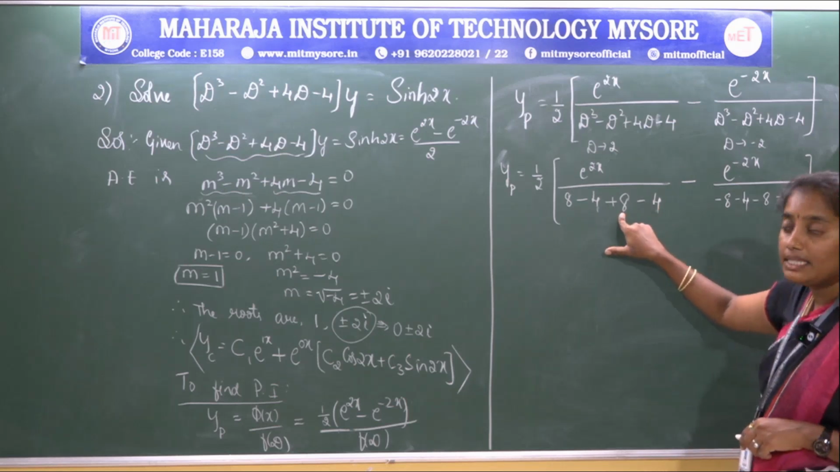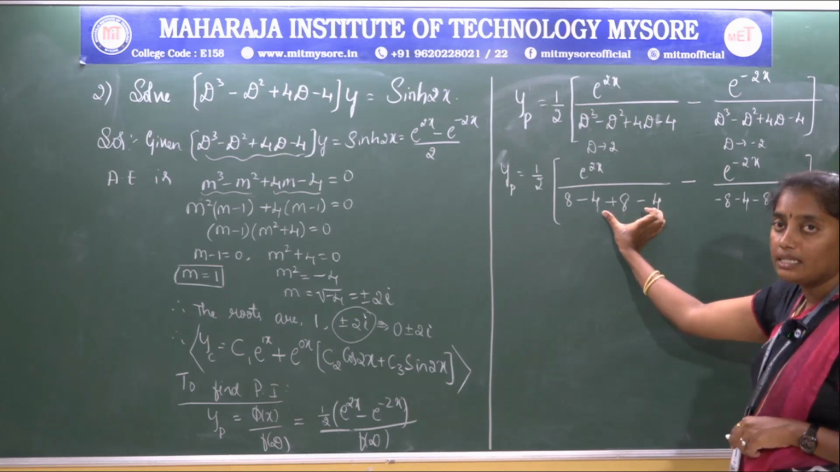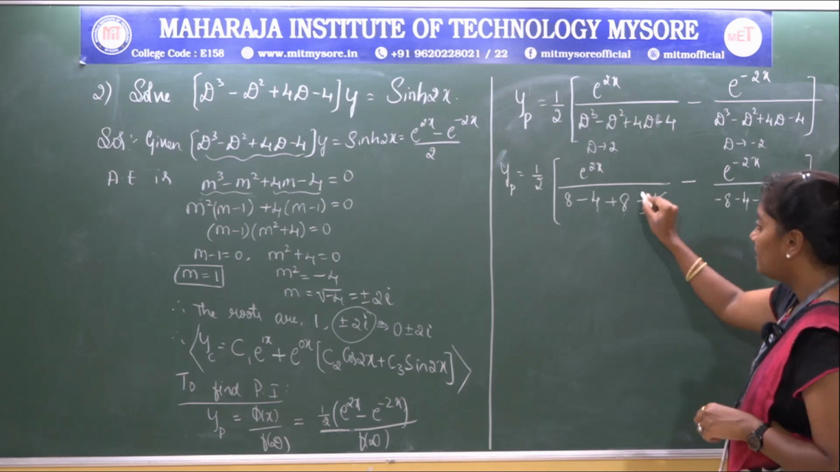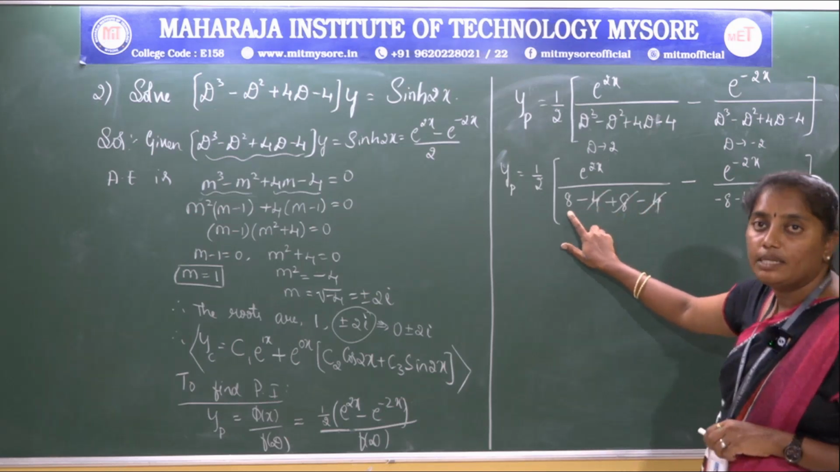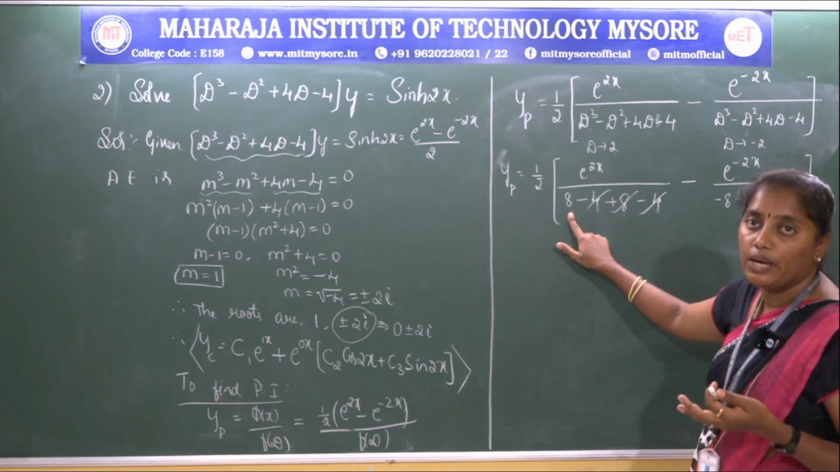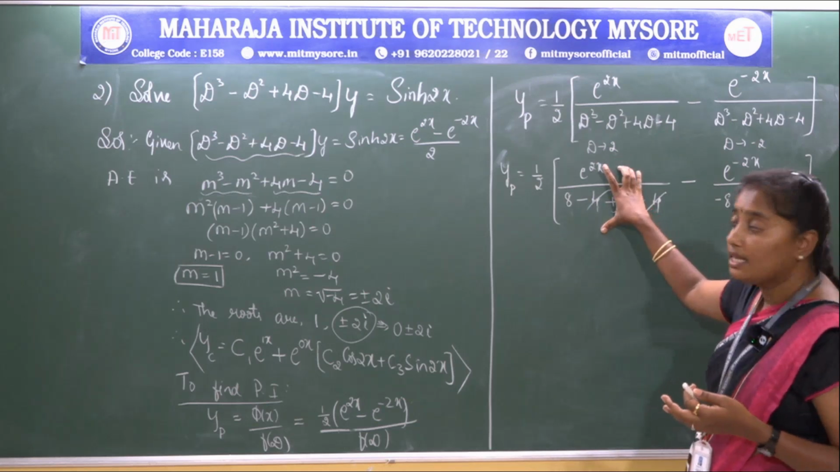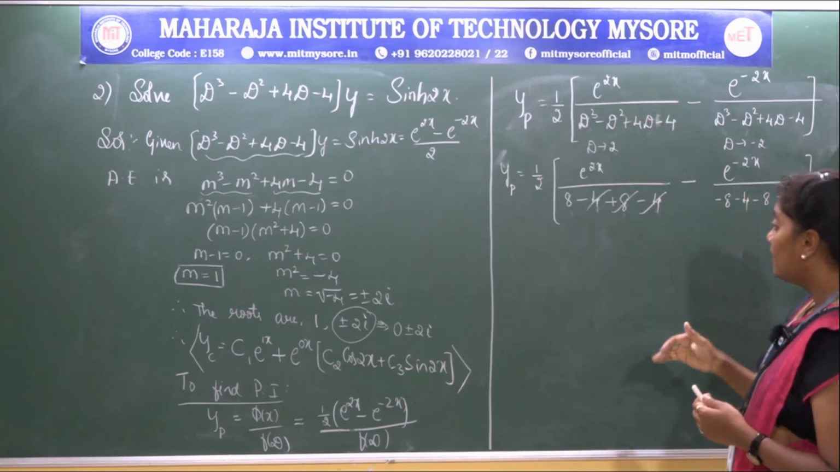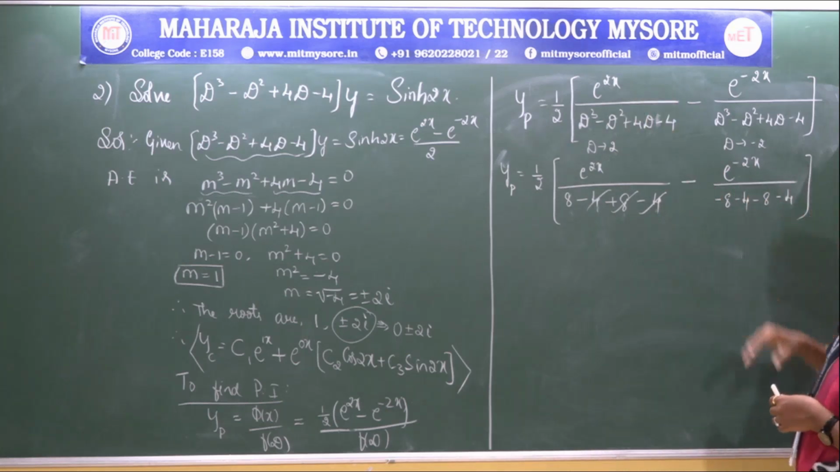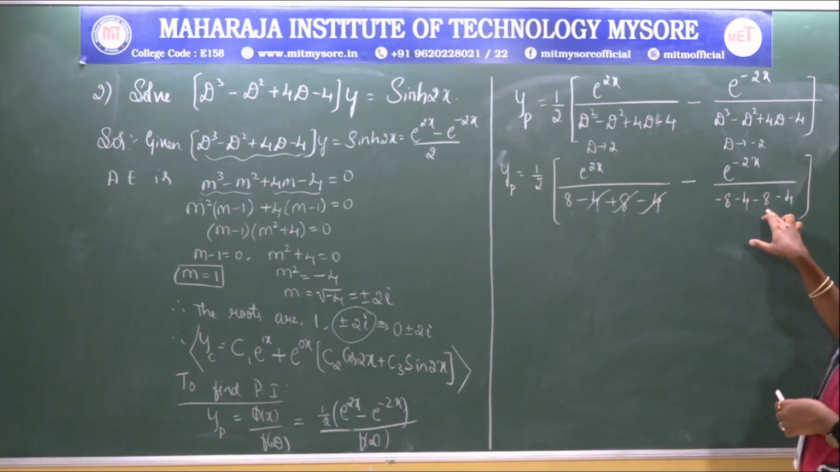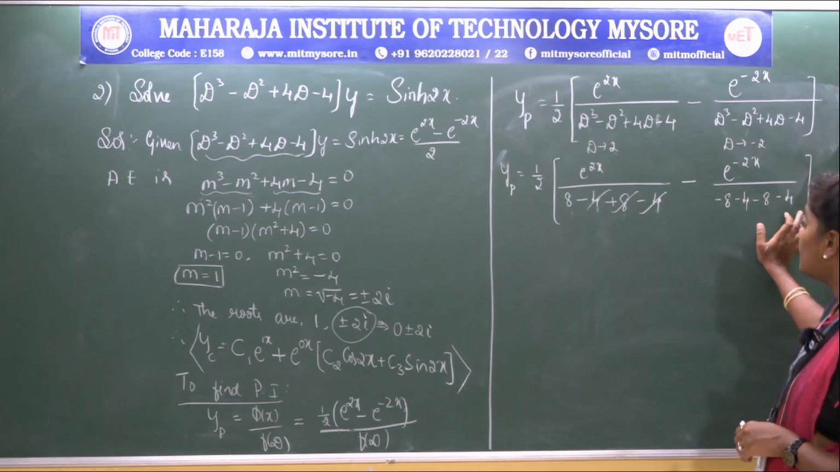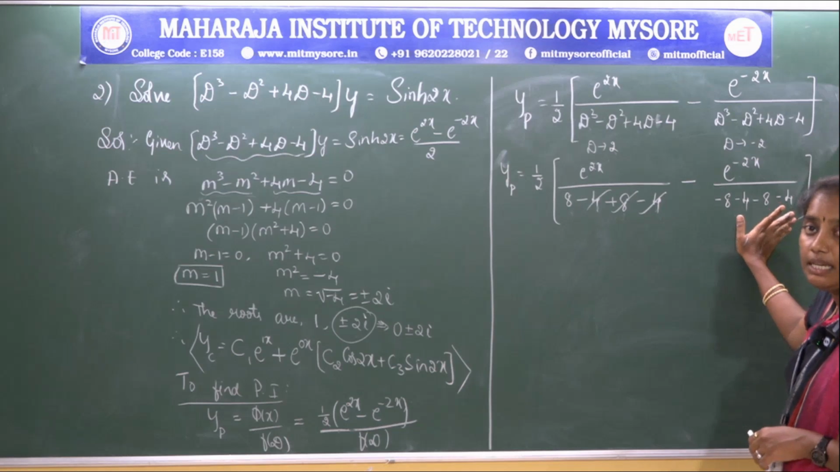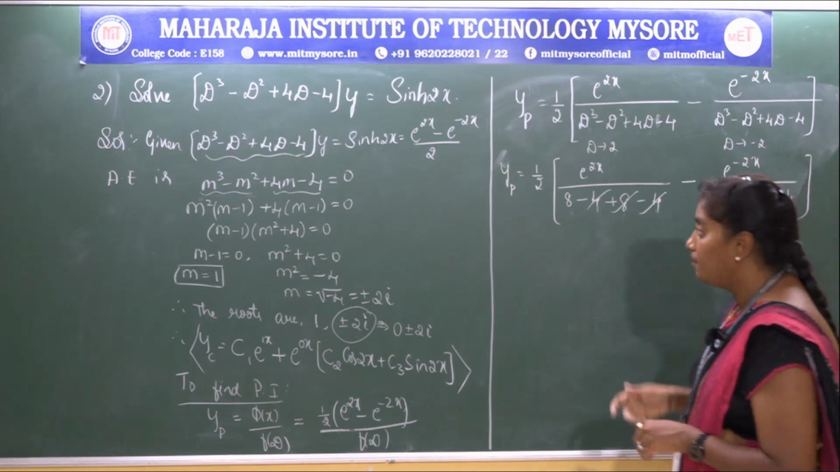Here we have plus 8. Minus 8 plus 8 get cancelled. We are left with 8 in the denominator, which is a non-zero element. That means this is the solution of the first term. In the second term, again here also we have minus 8, minus 8, minus 4, minus 4. On simplifying this, we get minus 24. That is also a non-zero element.